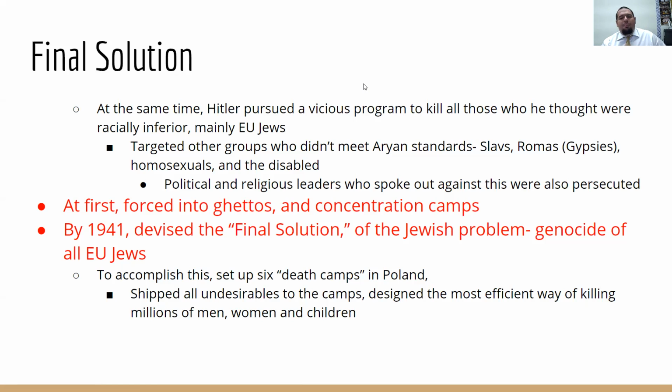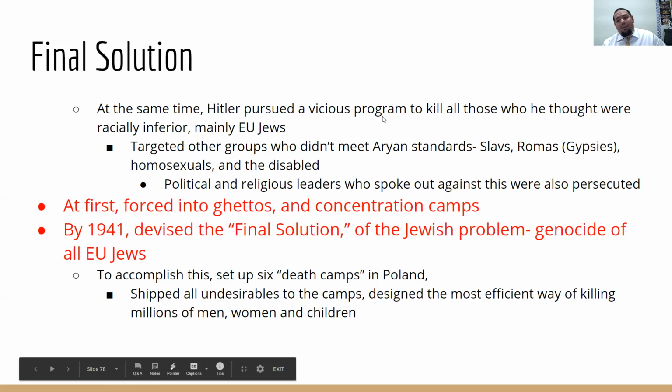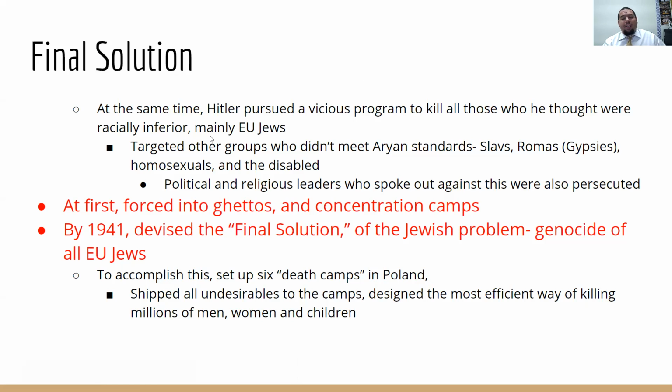At the same time, Hitler pursued a vicious program to eliminate, kill all those he thought were racially inferior, mainly Europe's Jews. Remember, he put the blame of World War I on them. They needed a scapegoat. So he will target other groups who didn't meet Aryan race standards: Slavs, the Roma, AKA Gypsies, homosexuals, and the disabled. Political and religious leaders who spoke out against him were also persecuted. At first, they were forced into ghettos, and then into concentration camps.